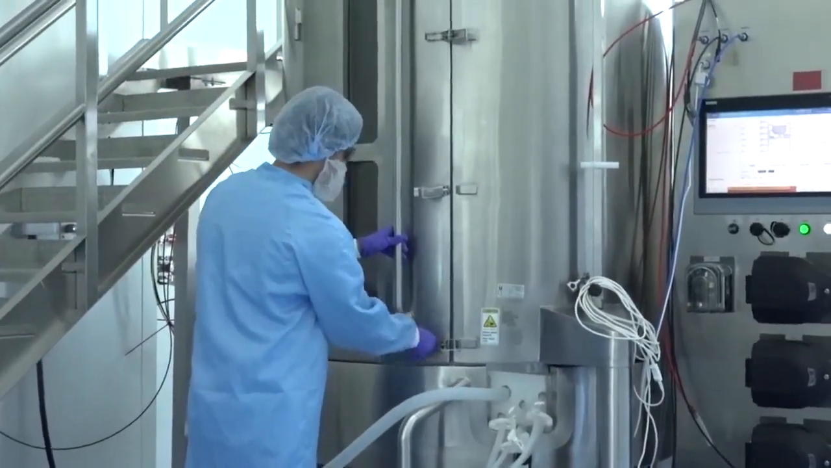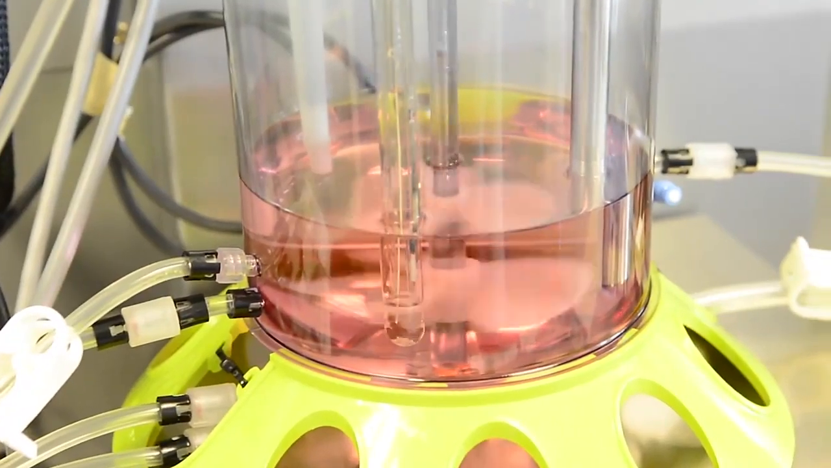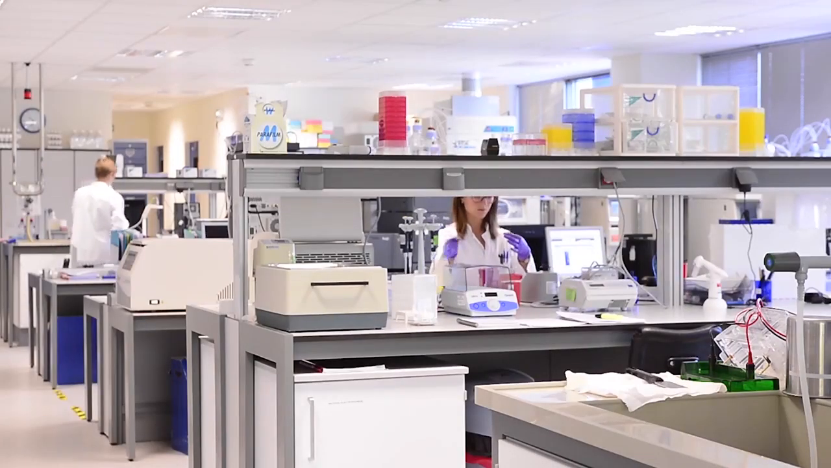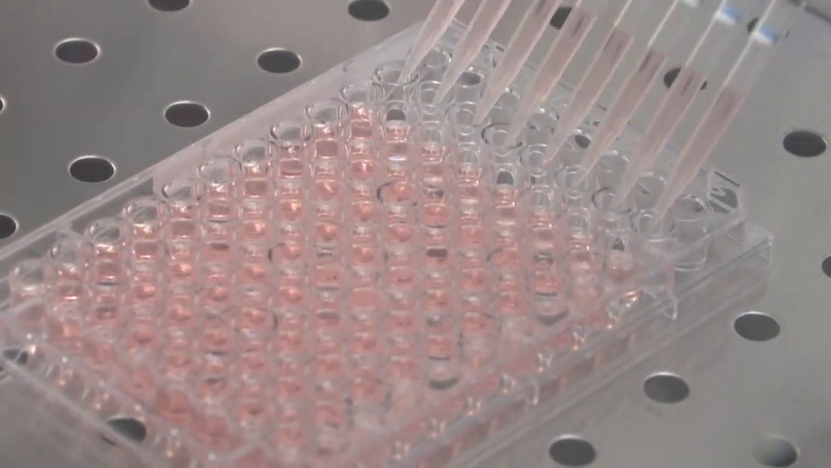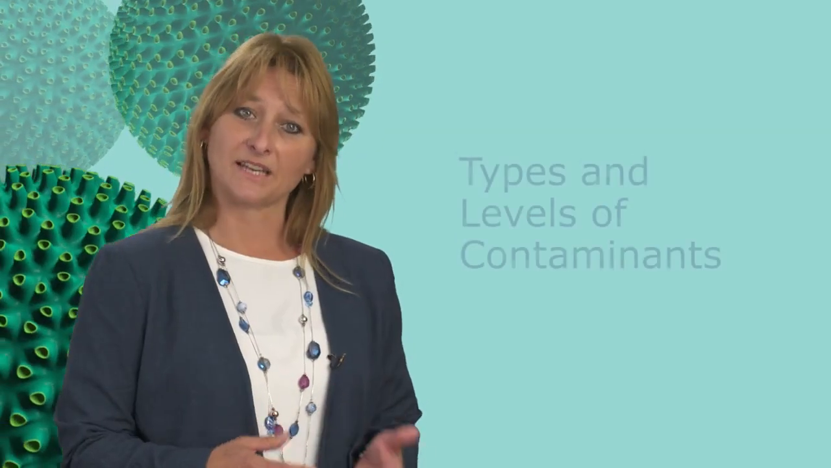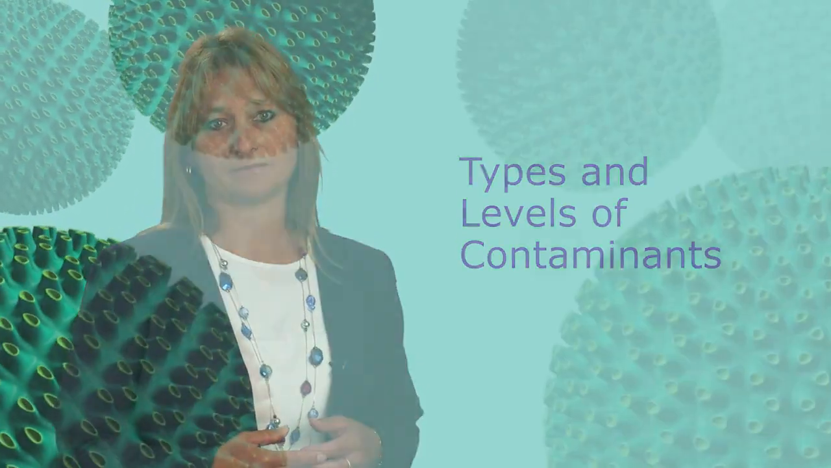A major concern when using mammalian cell lines for the production of biologics is the risk of contamination by infectious agents, such as mycoplasma and viruses. Endogenous and latent viruses may be present in production cell lines, and it's important to characterize cell banks to understand both the types of contaminants that may be present and the levels of those potential contaminants.